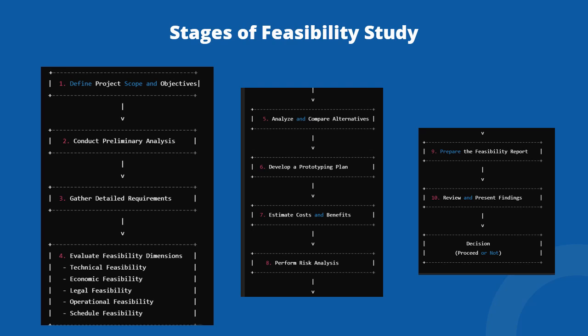Now, stages of feasibility study. There are 11 stages of feasibility studies. First, we have to define project scope and objective, then conduct preliminary analysis, gather detailed requirements, evaluate feasibility dimensions, analyze and compare alternatives, develop a prototyping plan, estimate cost and benefits, perform risk analysis, prepare the feasibility report, review and present findings, and lastly, you have to take a decision, proceeding or not.